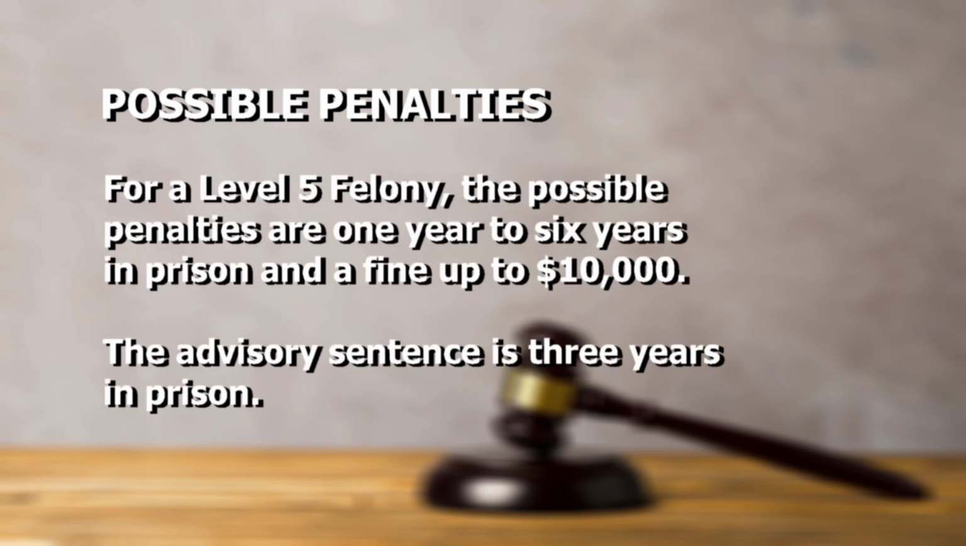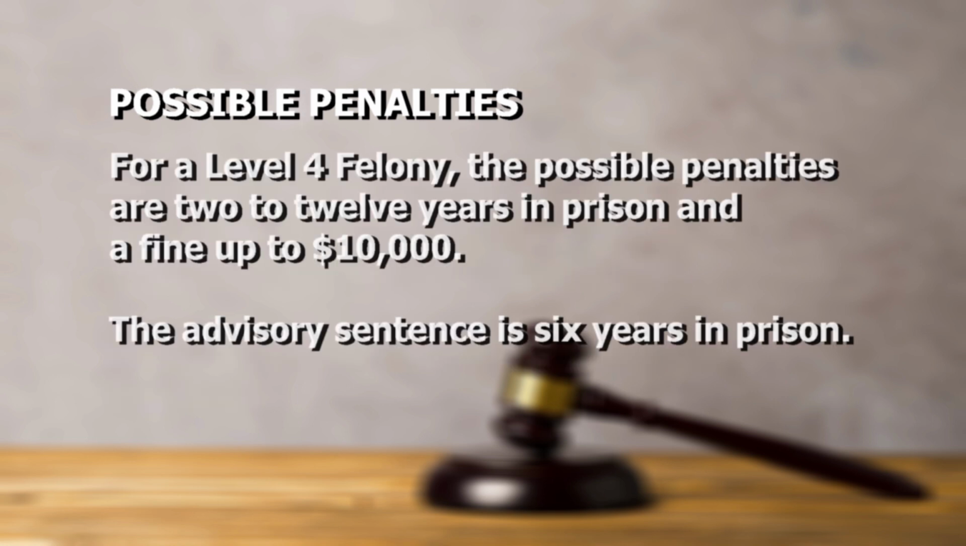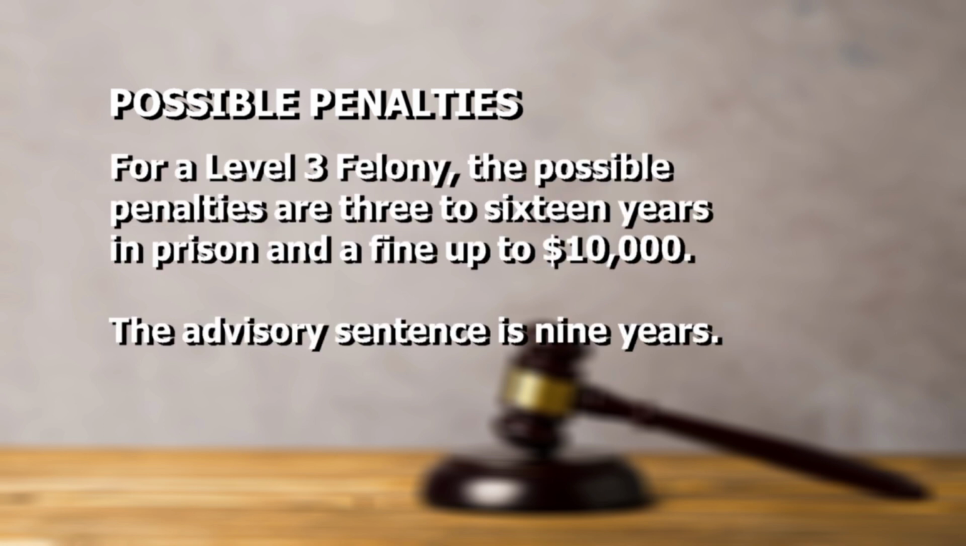For a Level 5 felony, the possible penalties are 1 year to 6 years in prison and a fine up to $10,000. The advisory sentence is 3 years in prison. For a Level 4 felony, the possible penalties are 2 to 12 years in prison and a fine up to $10,000. The advisory sentence is 6 years in prison. For a Level 3 felony, the possible penalties are 3 to 16 years in prison and a fine up to $10,000. The advisory sentence is 9 years.